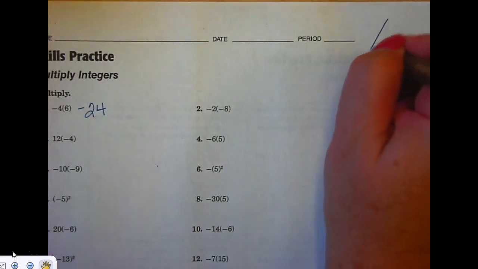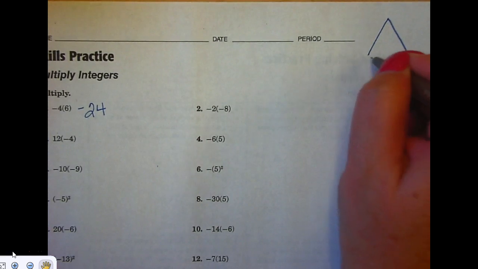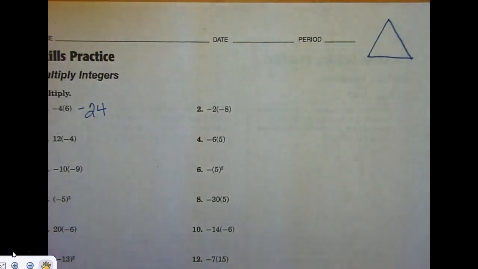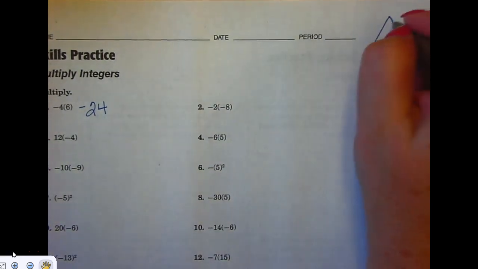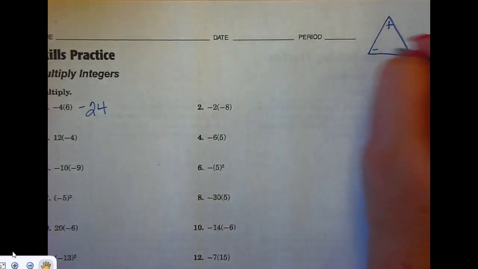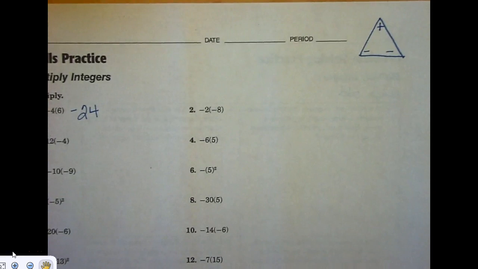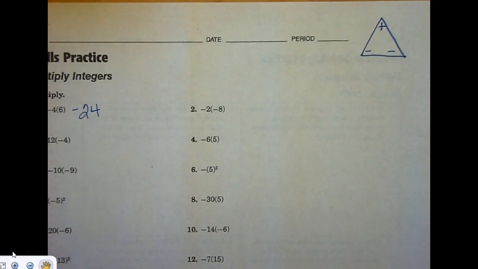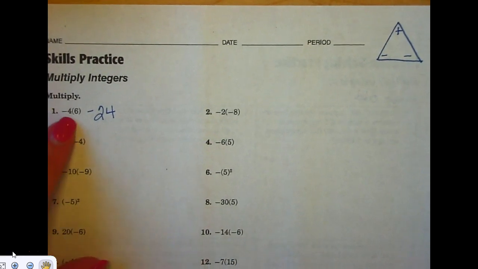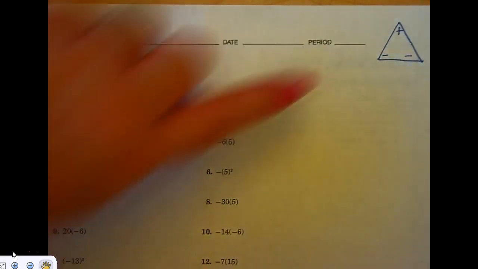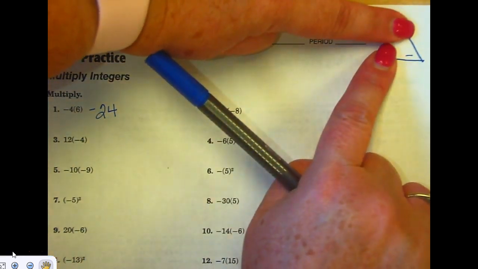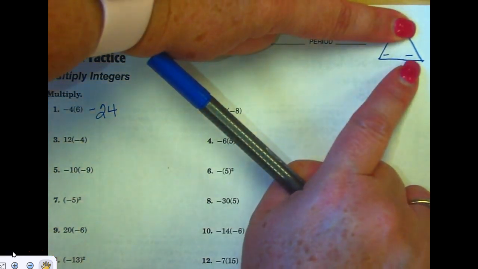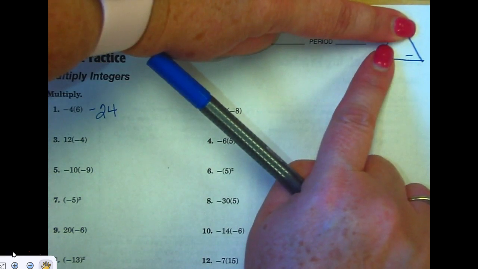You can draw this triangle. This only works for multiply and divide. So plus, minus, minus. That's how you draw it. A plus at the top and a negative and a negative. So if you have a negative and a positive, cover the negative and the positive. So that leaves your answer as a negative.